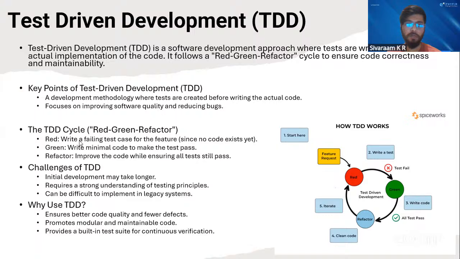Here you can see, red means first you write the test cases and then you execute them. All the test cases will fail since there is no code. Green means you write some minimal code to make the test cases pass. Refactor means you ensure all the test cases still pass. Here you can see in the diagram. So this is called test-driven development. First the test cases are written, then you satisfy all those test cases by writing the code.